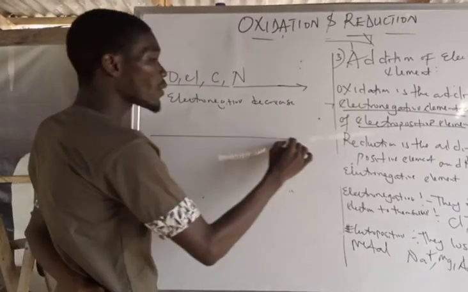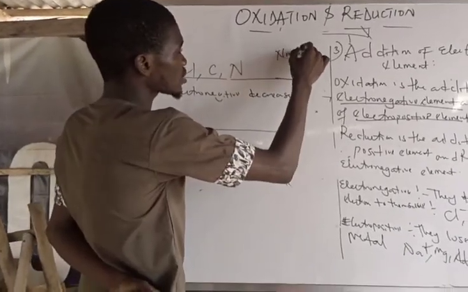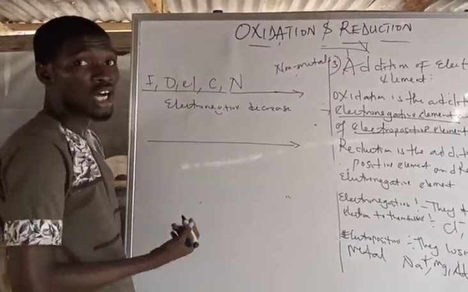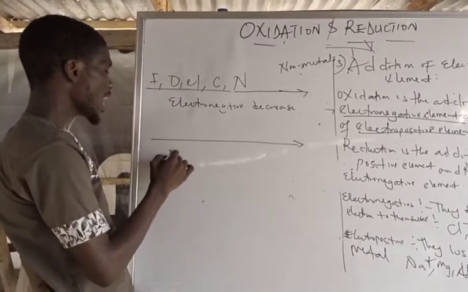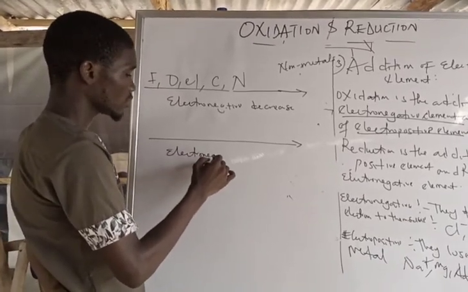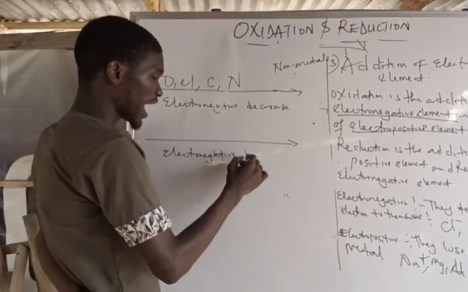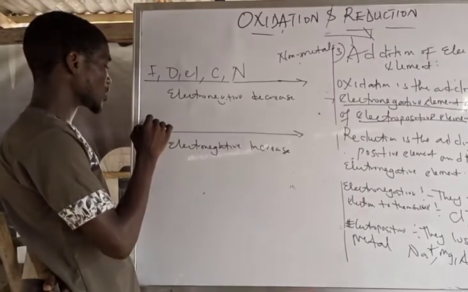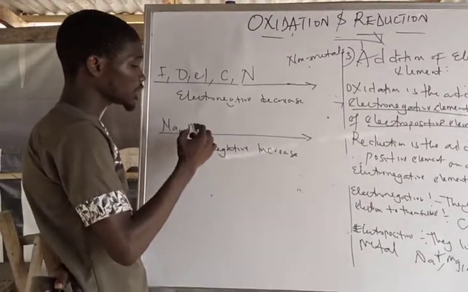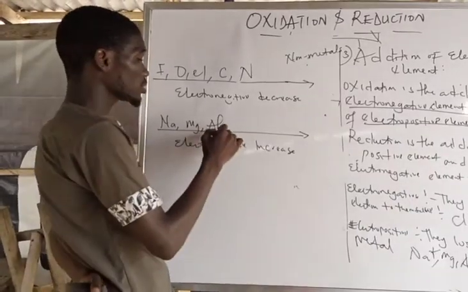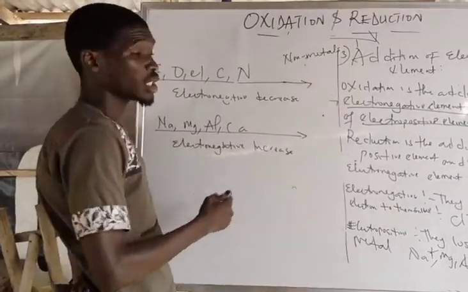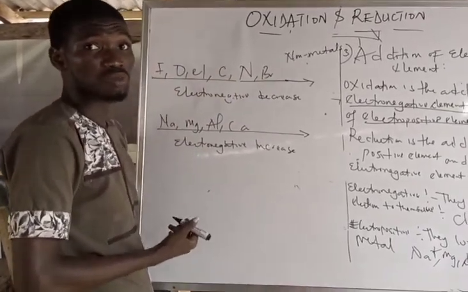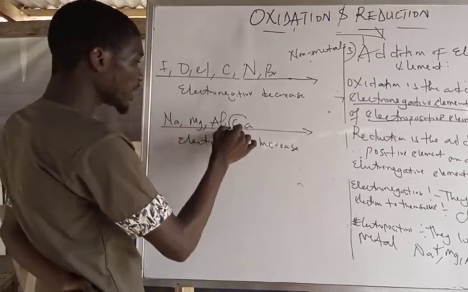So now, all these are non-metals. The next one is electronegative increase. The metals: sodium, magnesium, aluminium, calcium. I have bromine also. So now, with this, I'm going to pick this.